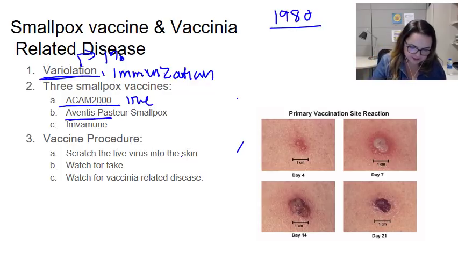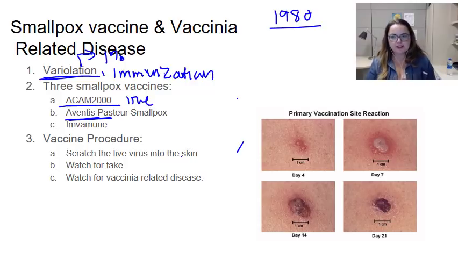The second vaccine is the Aventis Pasteur smallpox vaccine. This is also a replication competent investigational vaccine. It may be used in a smallpox emergency. And then there's Imvamune. Imvamune is a non-replication competent vaccine, so it's dead or subunit. It's also an investigational vaccine which may be used in a smallpox emergency under the appropriate regulatory mechanism.